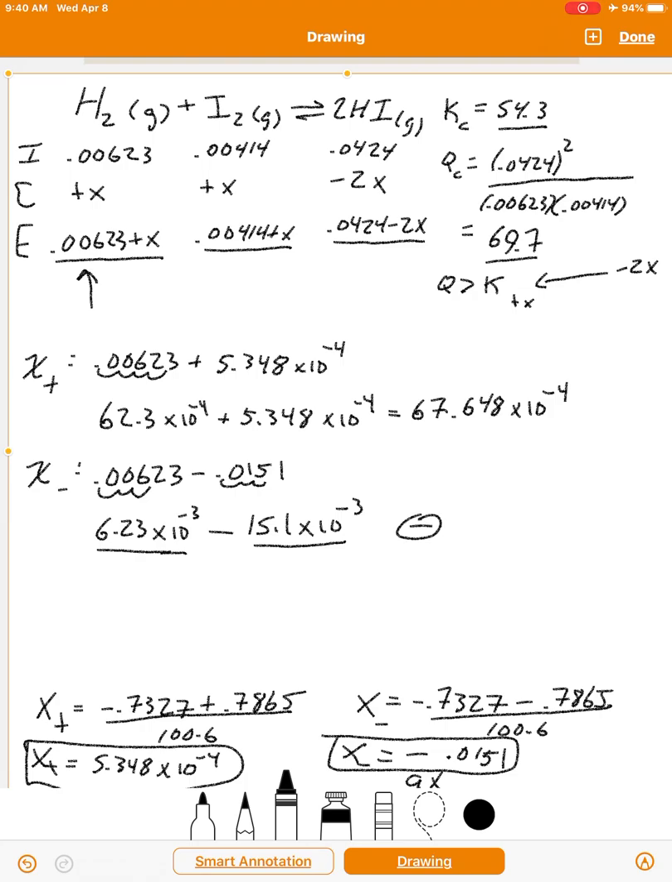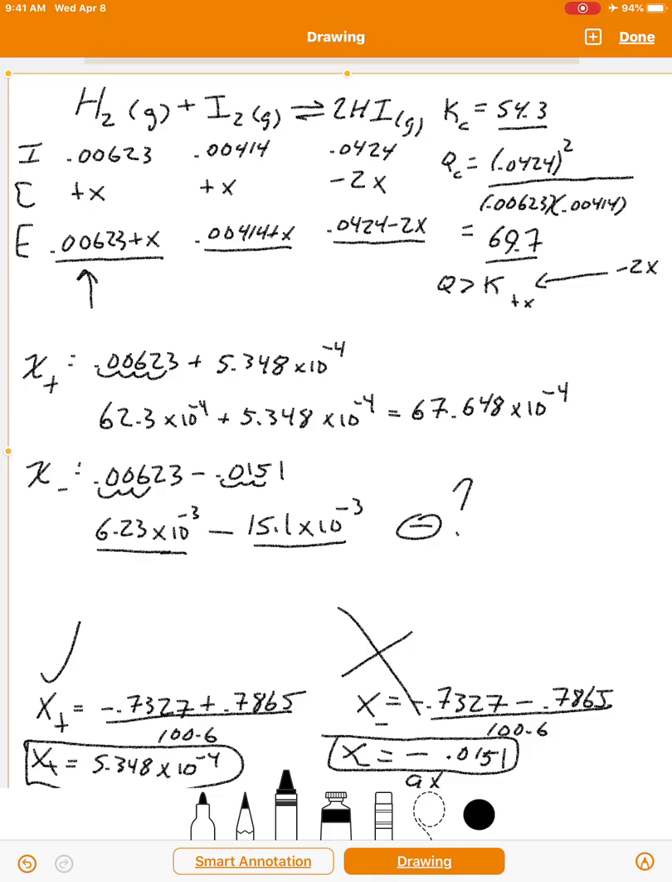We would have a negative concentration of H2 at equilibrium. Is that possible? Can you have a negative concentration? That's actually a rhetorical question. You cannot have a negative concentration. So that's not a plausible answer. So that negative 0.0151, although it works out through the quadratic formula to be one of the roots, is not the root that we're looking for. The one we're looking for is the more plausible one, which was the positive root, 5.348 times 10 to the minus 4. So we're going to use the positive root, and we're going to reject the negative root.